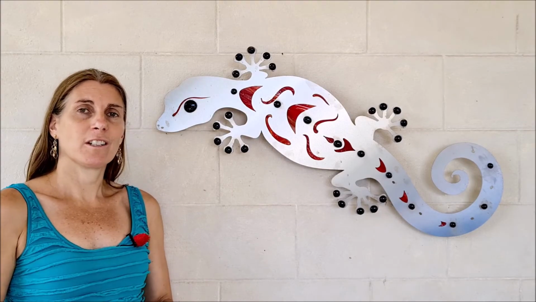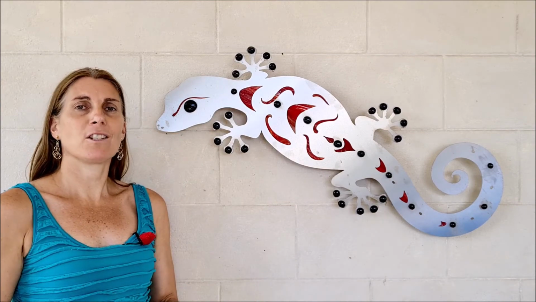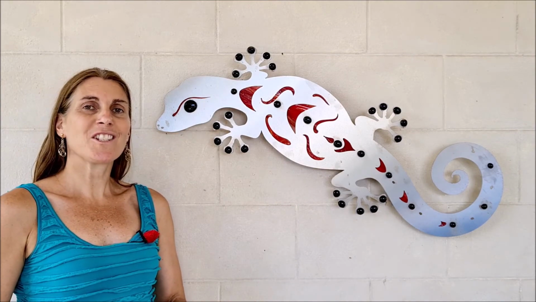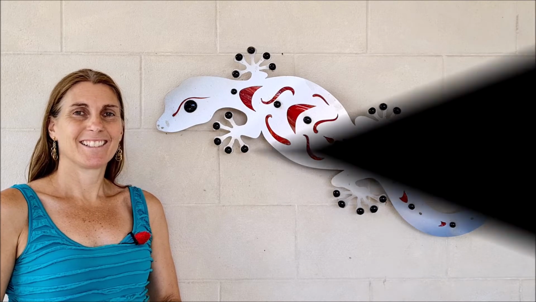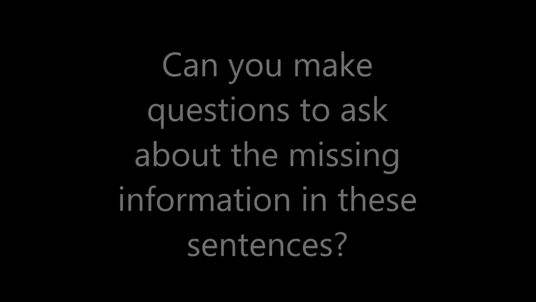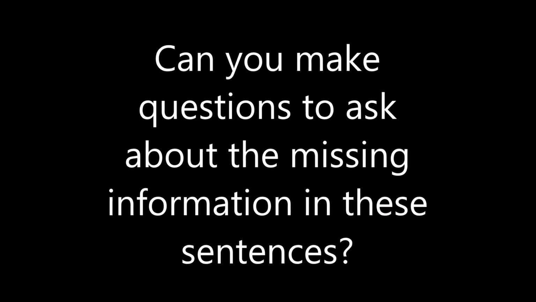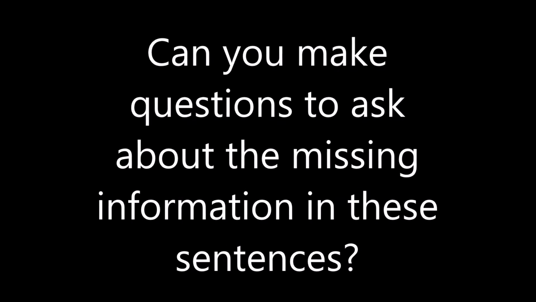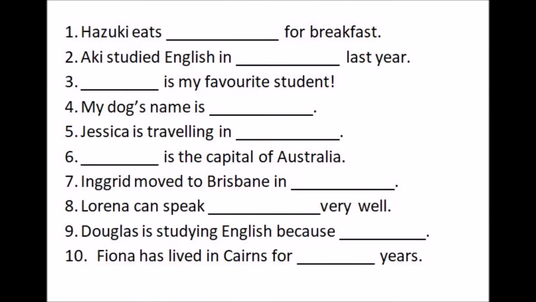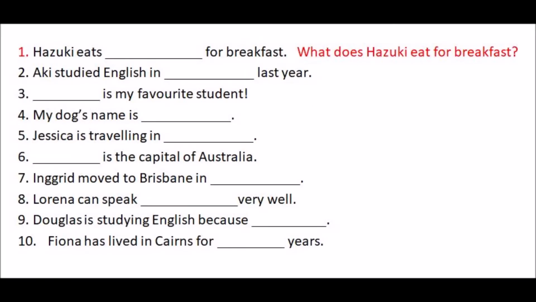Now it's your turn. It's time to put all that information together for our questions quiz. Number 1. Hazuki eats for breakfast. And the question is, what does Hazuki eat for breakfast?